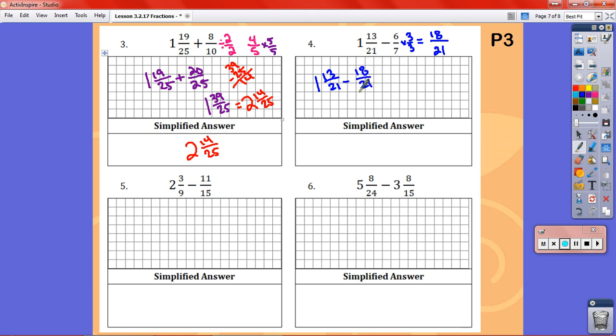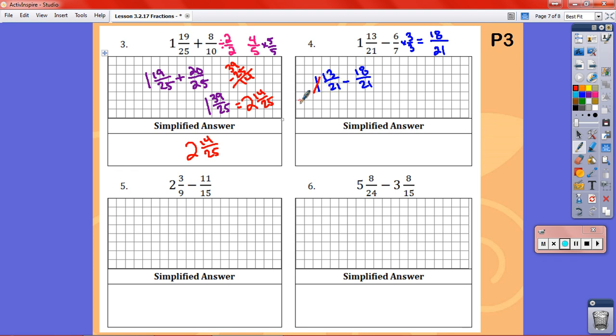18/21. But the problem here is that I can't take 18 pieces away from 13 pieces, so I'm going to have to borrow. When I borrow, I'm taking away the 1, turning the 1 into a fraction that I can add in. So 21/21. Okay, 21 out of 21 is a whole.